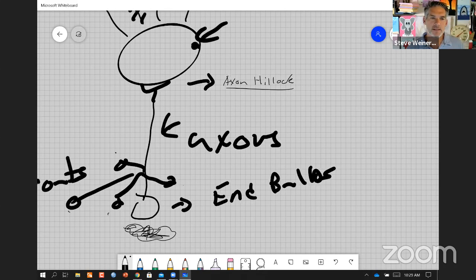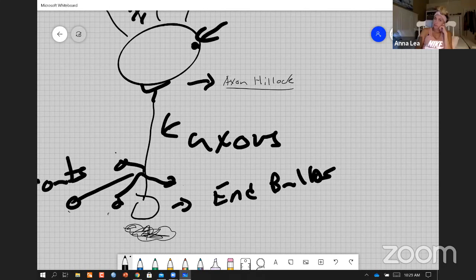Something that's interesting about this ATP that we talked about is that if your cell isn't being used, what happens to the amount of ATP it has? It becomes less.